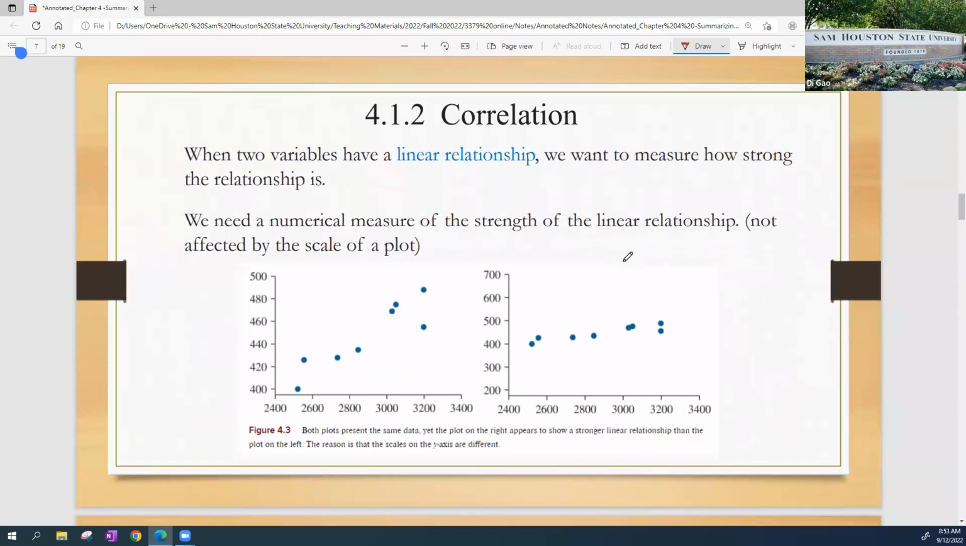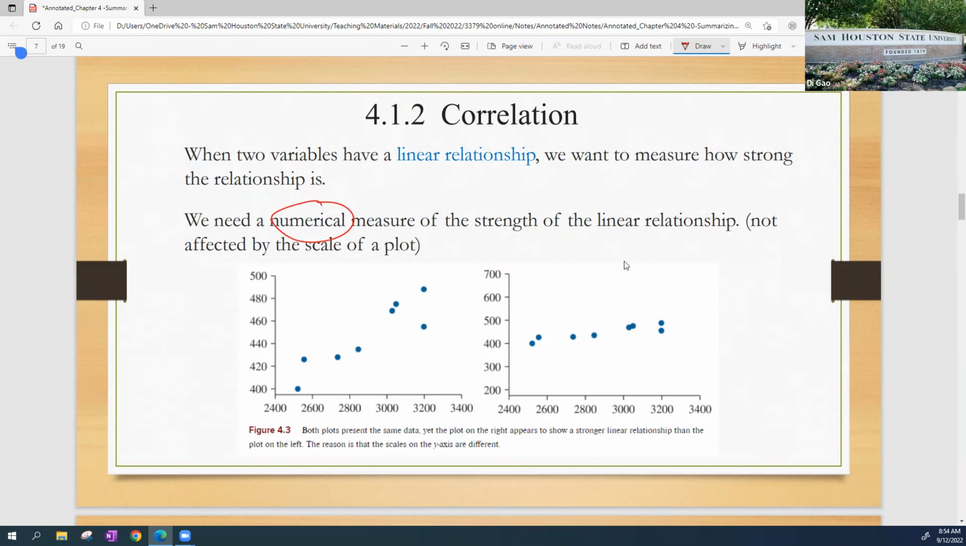Okay, that's some other examples. Now let's look at part 2, 4.1.2, correlation. When two variables have a linear relationship, we want to measure how strong the relationship is. We cannot measure how strong the relationship is just by looking at a scatter plot. And then we'll look at the example. So instead, we need a numerical measure of the strength of the linear relationship, which means it is not going to be affected by the scale of the plot.